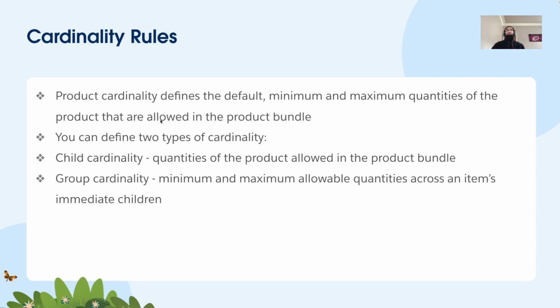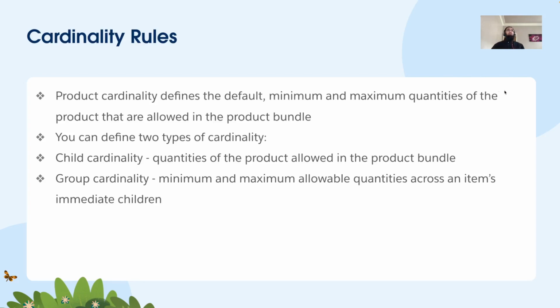So cardinality rules, I touched on this briefly in that broadband product example, where I can define my default. If in my bundle I have additional child products, I can define a default value, how many of those products should appear. I can have a minimum value or a maximum value of those products.